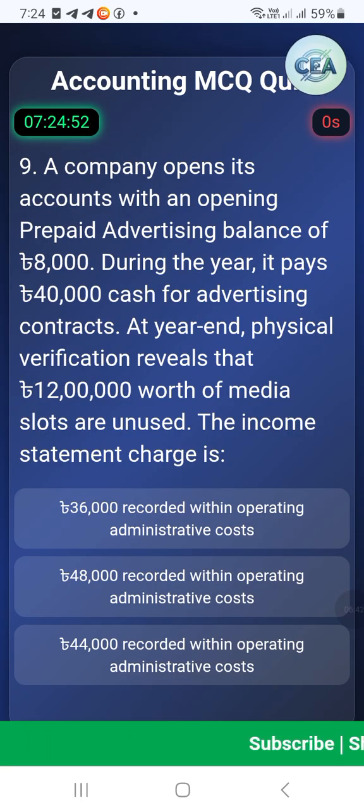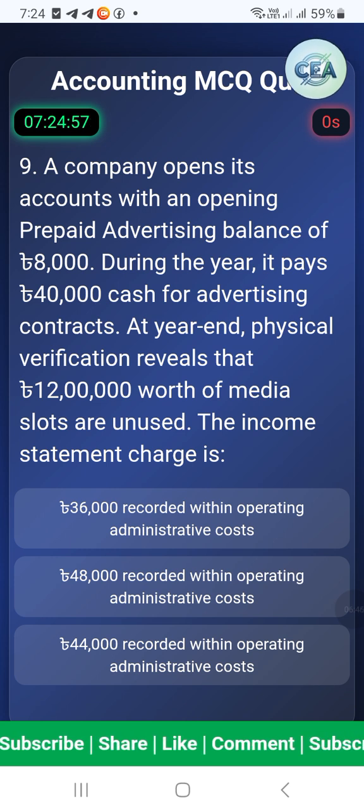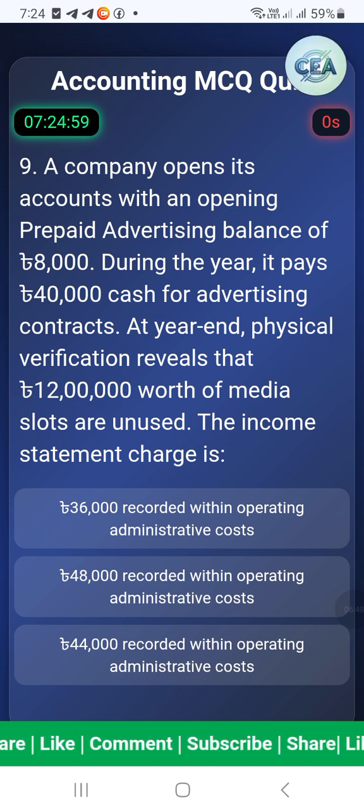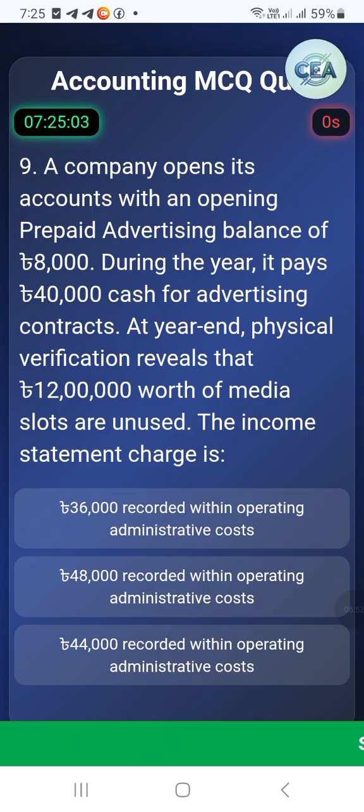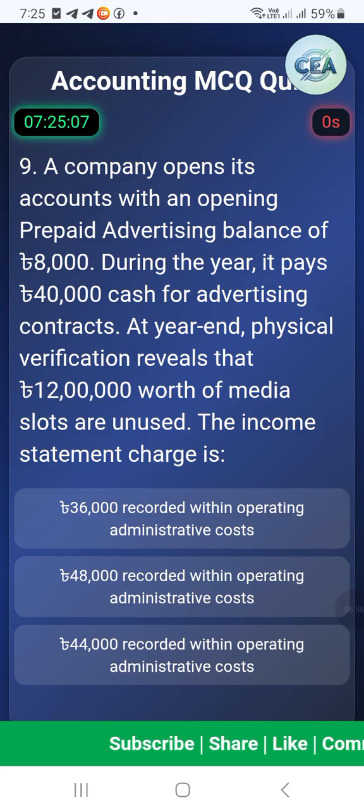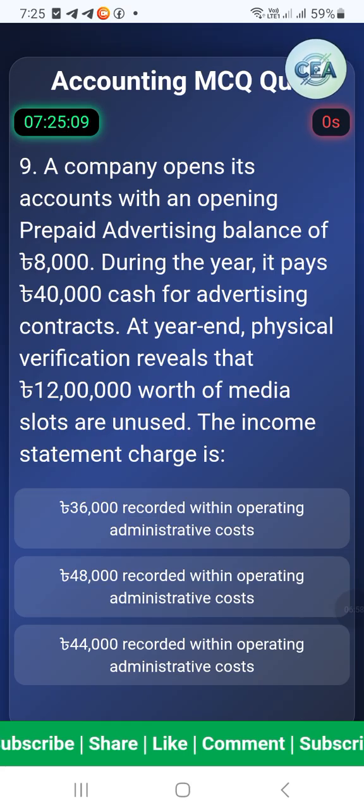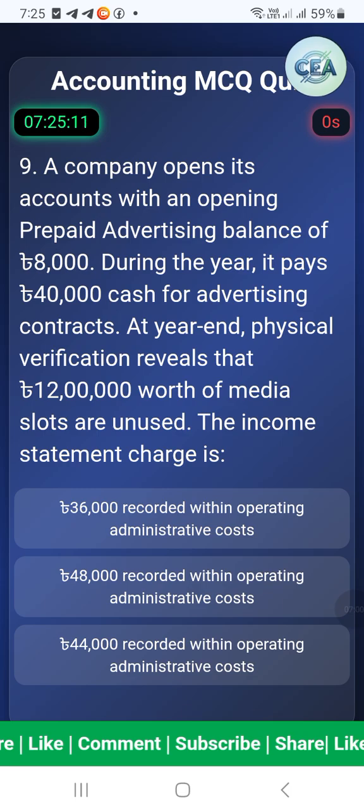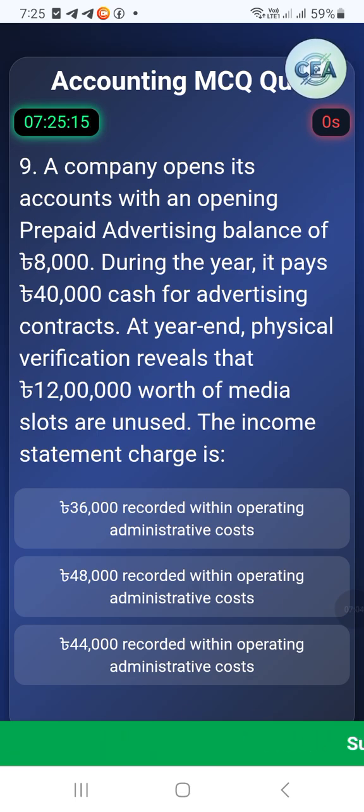9. A company opens its accounts with an opening prepaid advertising balance of 8,000 takas. During the year, it pays 40,000 takas cash for advertising contracts. At year-end, physical verification reveals that 12,000 takas worth of media slots are unused. The income statement charge is: Option 1.